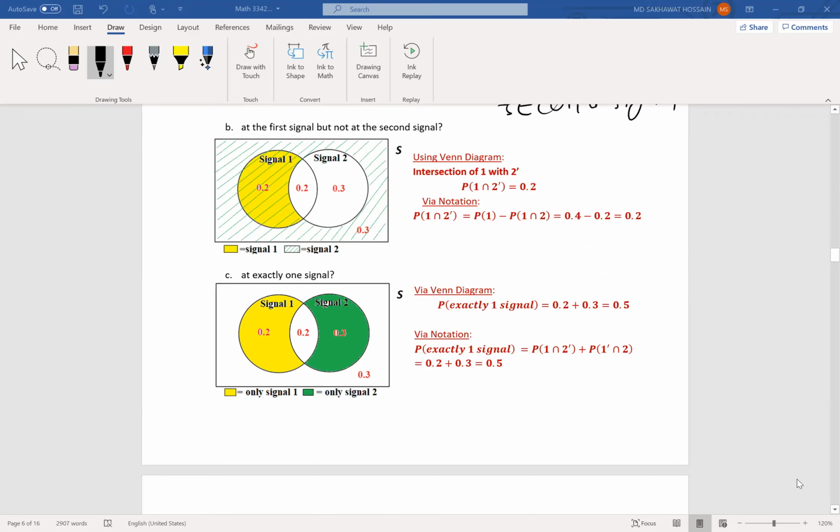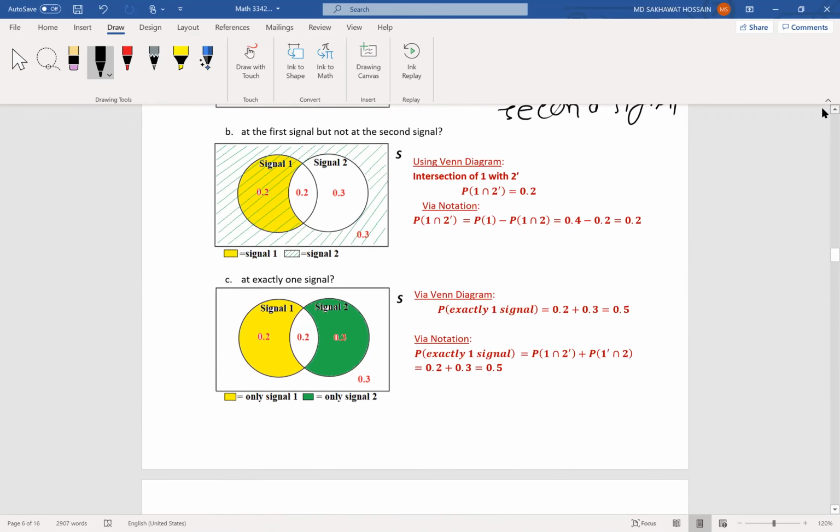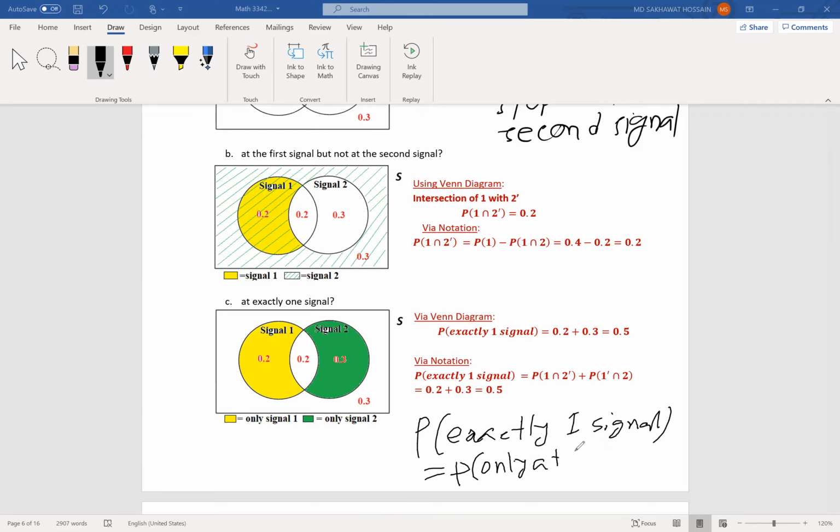Okay, so next part, I think there is another question. Part C: the person will stop at exactly one signal. So exactly one means the person will either stop at the first signal or at the second signal. So that means we have to find the probability of exactly one signal, which means only at 1 plus the probability of only at 2, right?